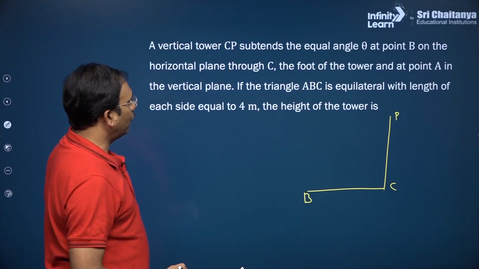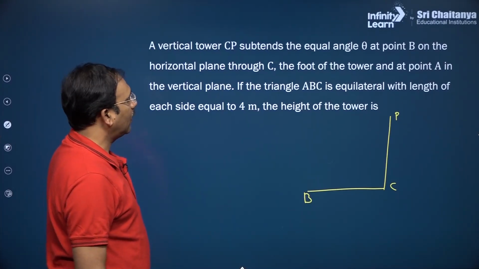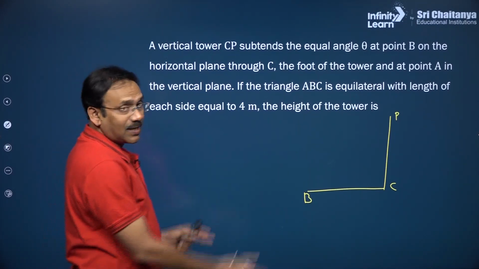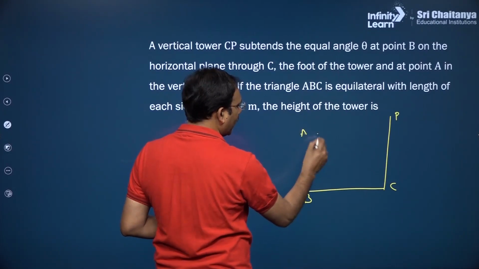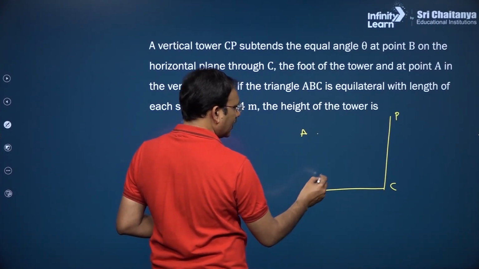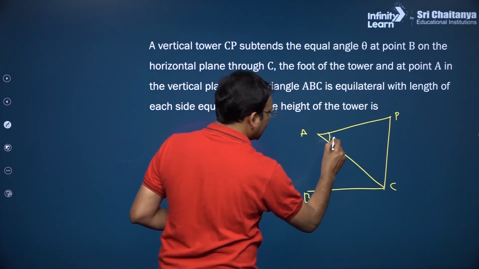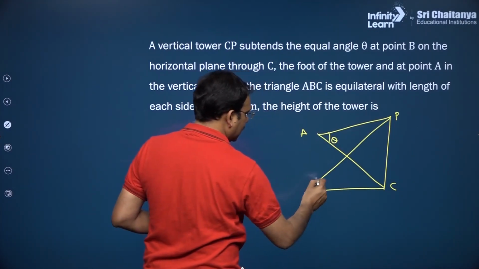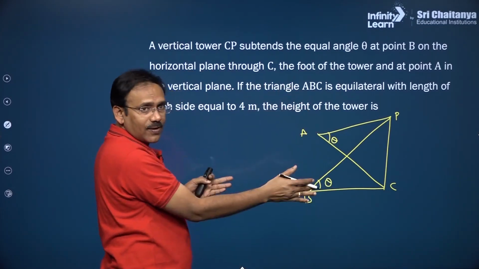And the foot of the tower, C is the foot of the tower, and at the point A on the vertical plane, on the plane itself, there is another point A. So, my dear friends, he is saying CP subtends equal angles here as well as here. So, this is a planar figure, my dear friends. This is a vertical plane.